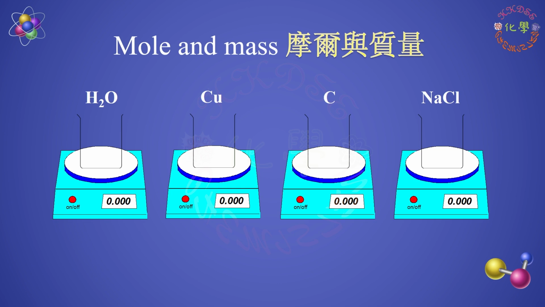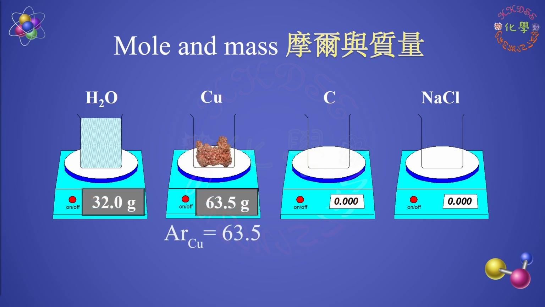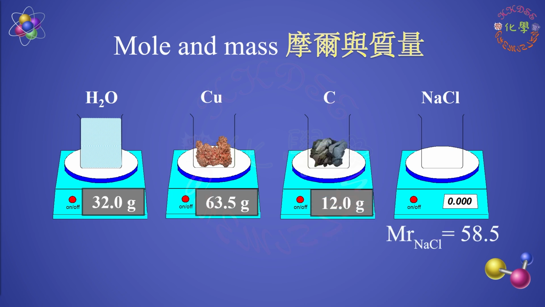Meanwhile, 1 mole of water, which has the relative formula mass of 18, would weigh 18 grams, 2 moles 36 grams and so on. 1 mole of copper metal, 63.5 grams, 1 mole of carbon, 12 grams, and 1 mole of sodium chloride, 58.5 grams.